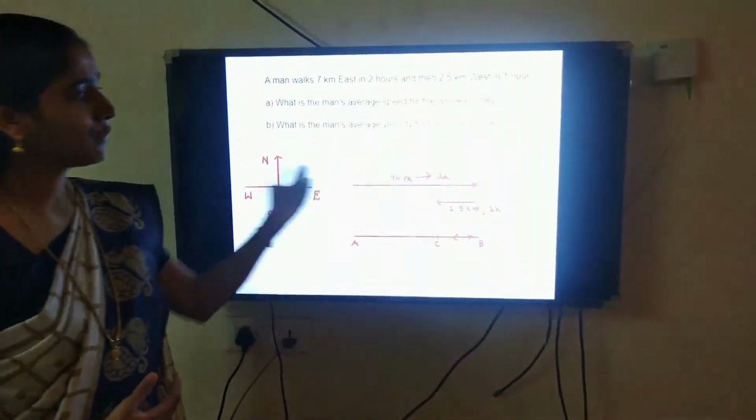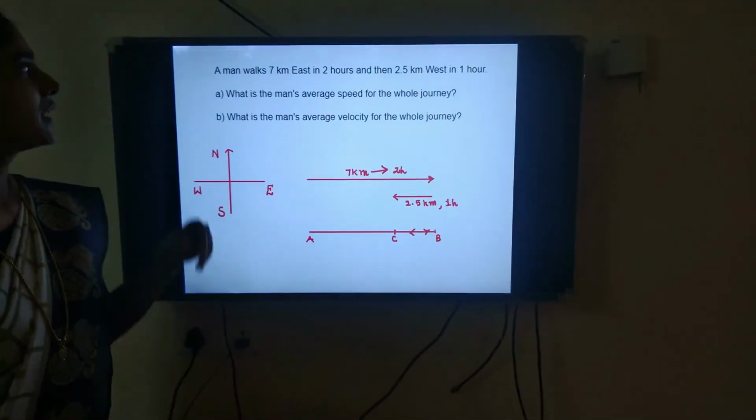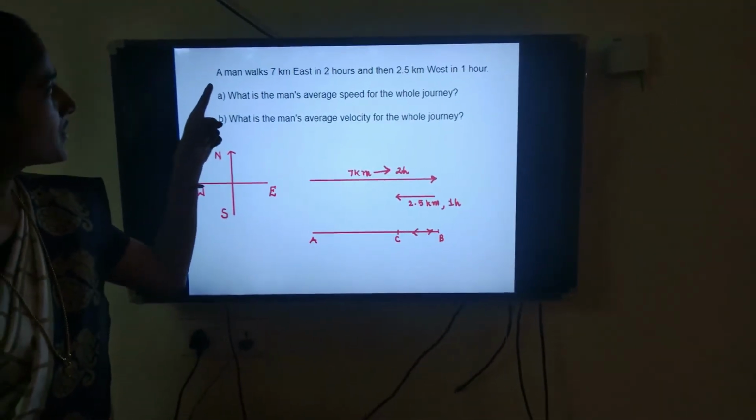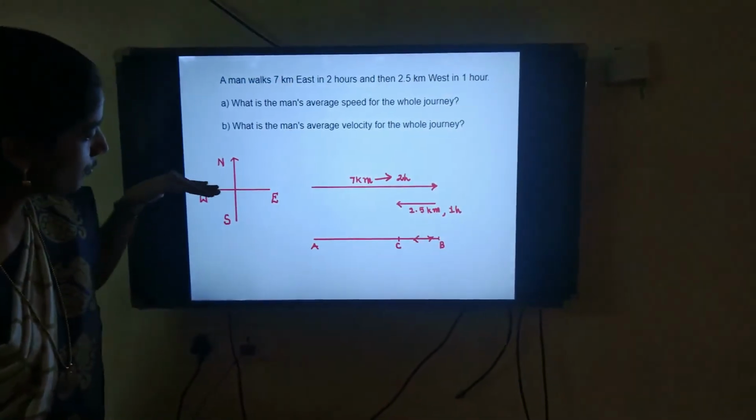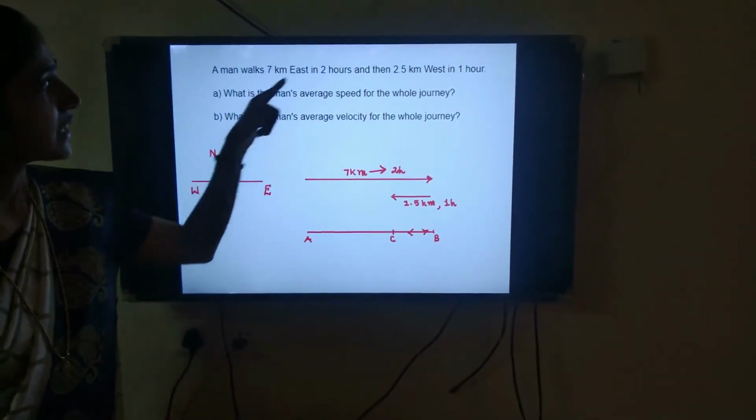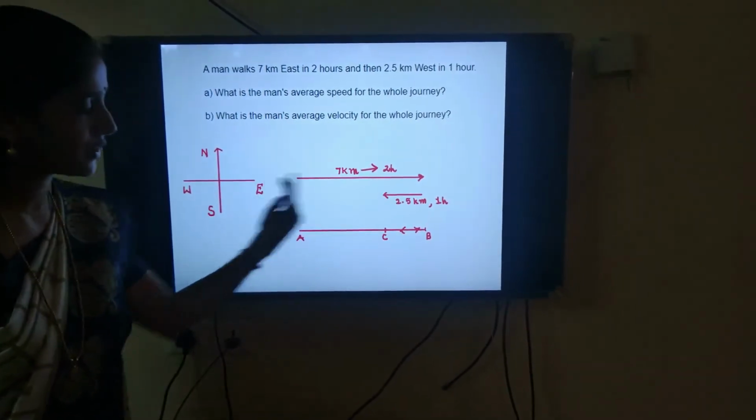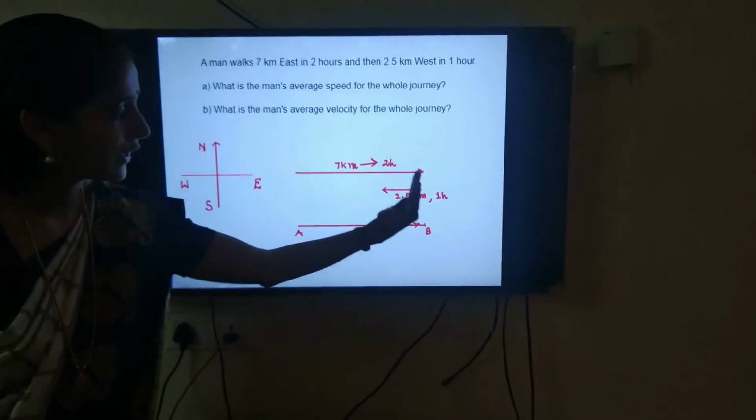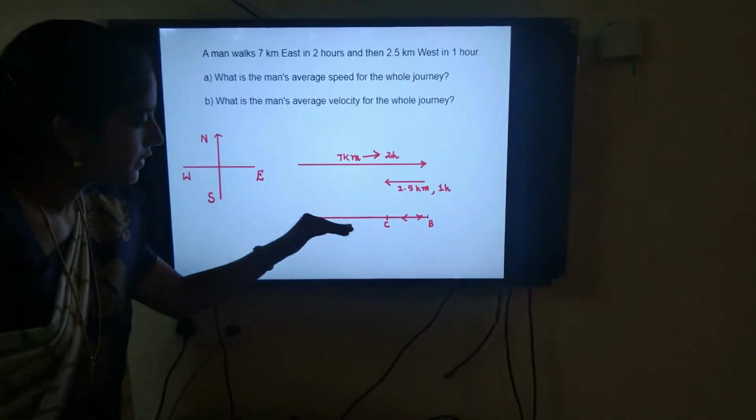Here we move to some numericals on average speed and average velocity. Here comes the first question. The question says a man walks 7 km east, that means moves horizontally right, in 2 hours and then 2.5 km west. That is what is shown here. 2.5 km west for what time? 1 hour. I made it in the same line.